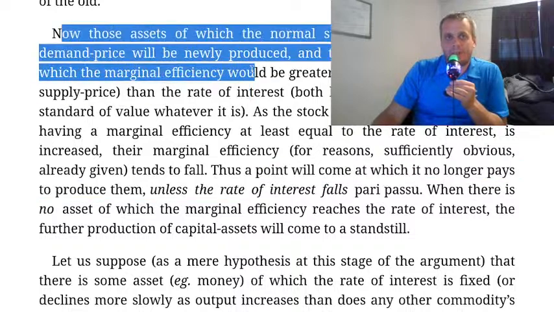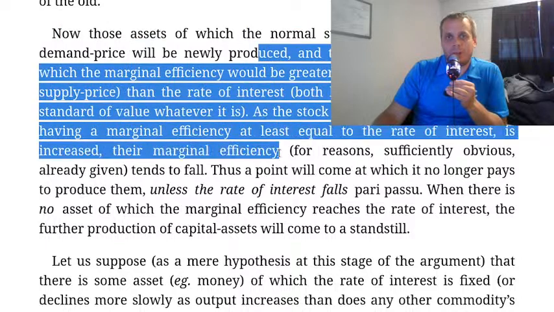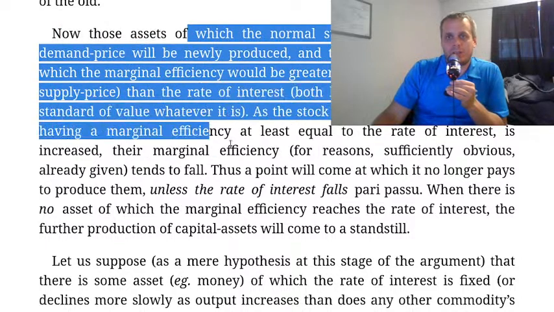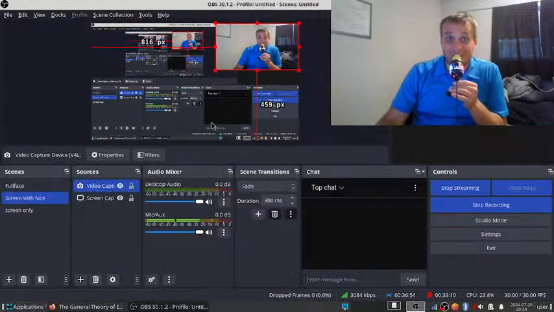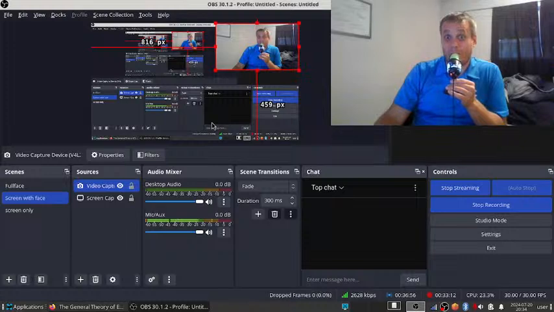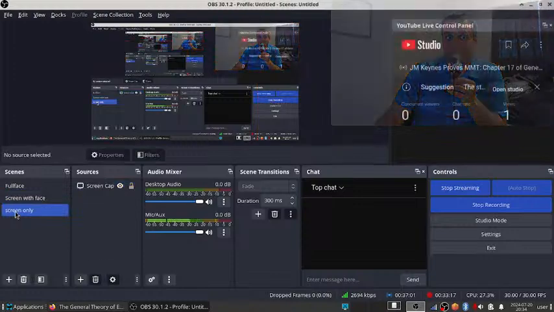Now, those assets of which the normal supply price is less than the demand price will be newly produced. These will be those assets of... So again, if you try to take this 100% seriously, it's going to be a very hard chapter to read. You have to understand this chapter as Keynes talking to a very pretentious audience of economists, which economists are, if you've ever met them. Even the good ones end up being pretentious unintentionally.